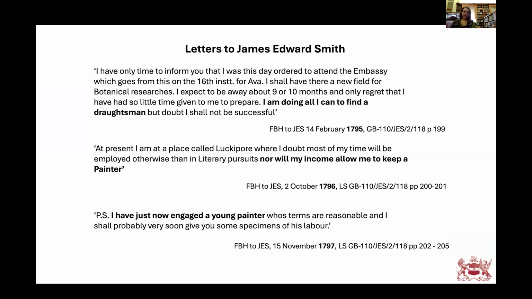But right from the start, Buchanan-Hamilton started his career in 1794, and from 1795 you can see in a series of quotes from letters he wrote to his friend James Edward Smith that he's very, very concerned that he can have an artist with him at all times. So in his first one, when he goes to join the embassy to Ava, he says he's doing all he can to find a draftsman.